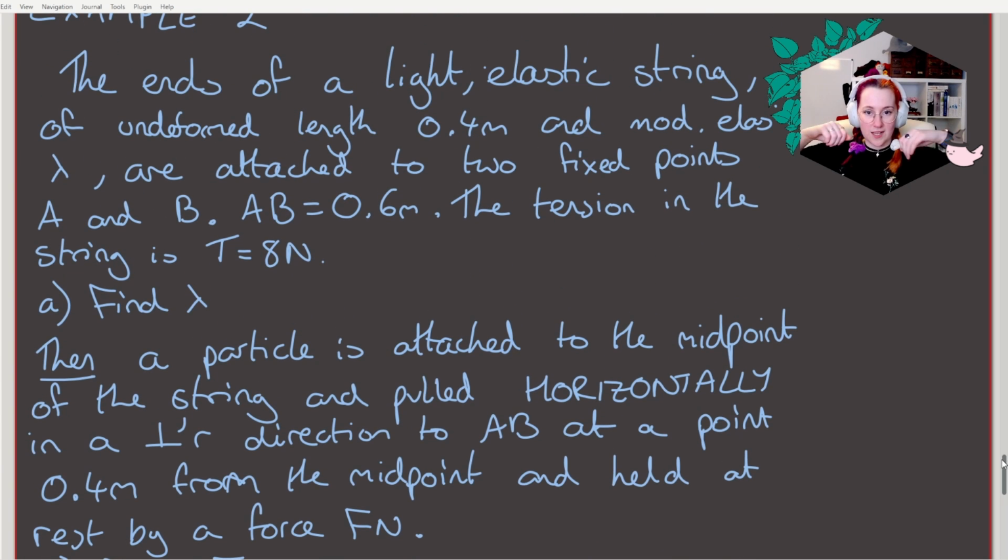string, undeformed length 0.4 meters, and modulus of elasticity, some value lambda, are attached to two fixed points, A and B. So think rubber band pinned down on a board, right? Slightly stretched. You get given the length that it's stretched to, and you're told the tension in the string. Find the modulus of elasticity. That's cool, we've already done that.